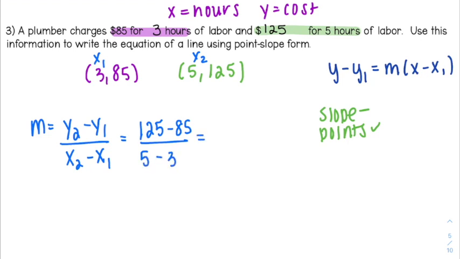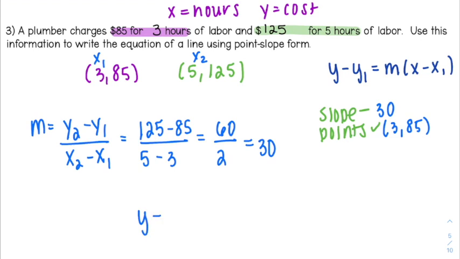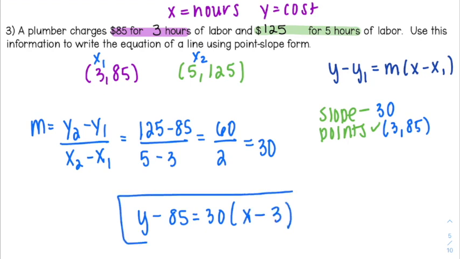125 minus 85 is going to be 60. 5 minus 3 is 2. Your slope is 30. And the point that I'm going to use, let's use (3, 85). So y minus 85 equals 30 times x minus 3. This is going to be my point slope form of the line.